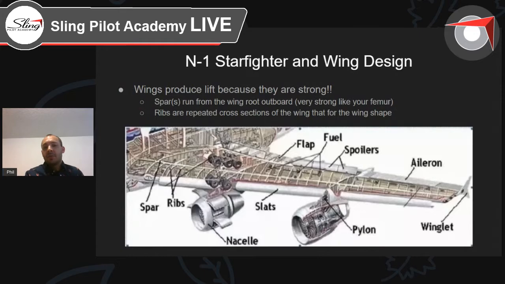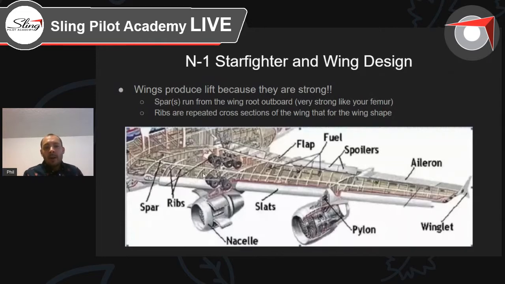It's just a super dense, strong member that can bear a lot of weight, and it takes a lot to break it. Then you've got ribs, and these ribs over here basically look like ribs, you know what I mean? Like the ribs in a human body. They're like these way more thin, cross-sectionally cut pieces of the wing that form the skin.